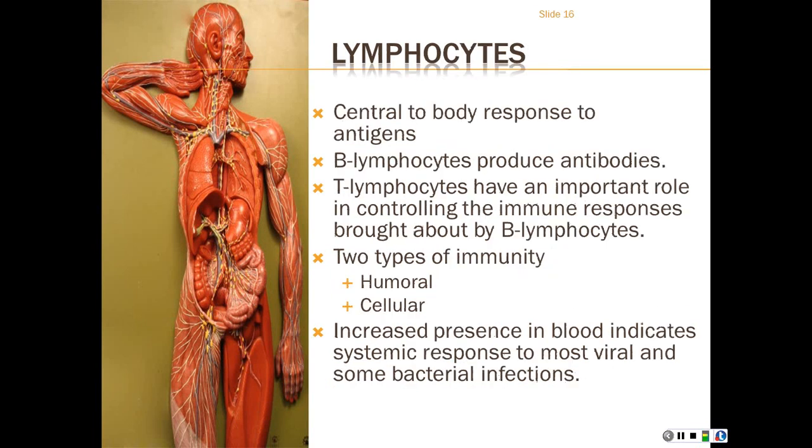The lymphocytes are central to the body's response to antigens. The B lymphocytes tend to produce antibodies. T lymphocytes play an important role in controlling immune responses, and they're brought in by the B lymphocytes. The T lymphocytes come often from the thymus, the B lymphocytes from the bone marrow.